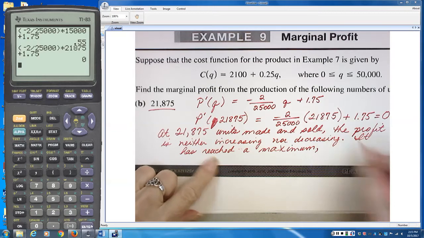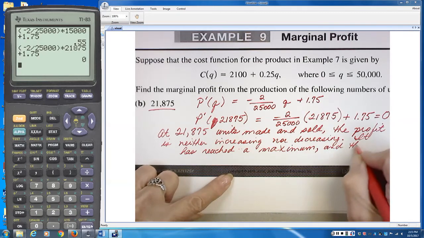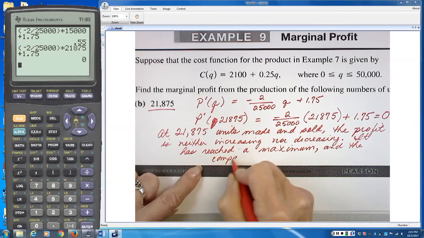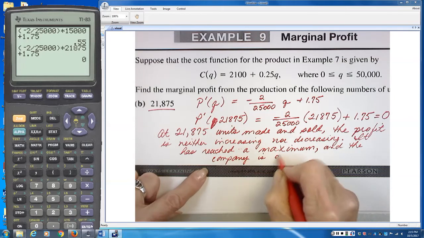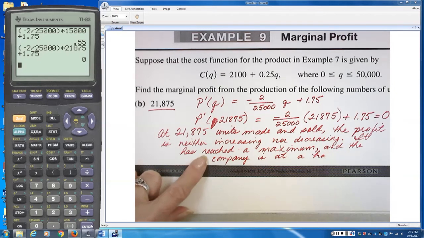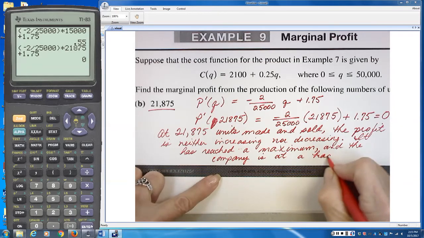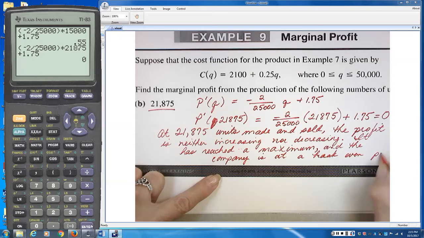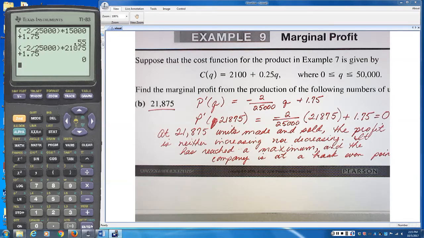So it's reached a maximum, and the company is at a break-even point. Yeah, you could still call it a break-even point, because your profit's maxed out at that point. If you continue to make it, you're going to start losing money. Up to that point, you were making more and more profit. Does that make sense? Yeah.